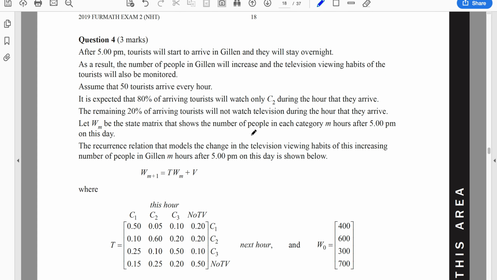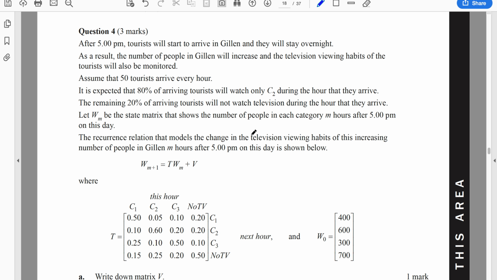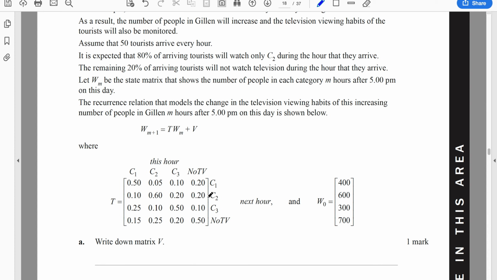And then on to this last question. Now, luckily for us, this transition matrix is the exact same one that we've used previously. So you can check that if you like, but I had a quick look before and it is the same one, which is great because you've already got that stored in your calculator, so that will save some time.